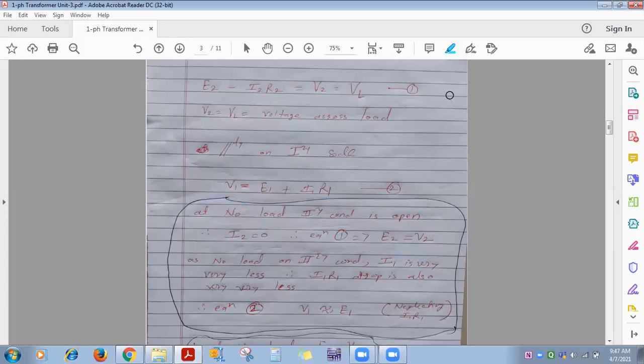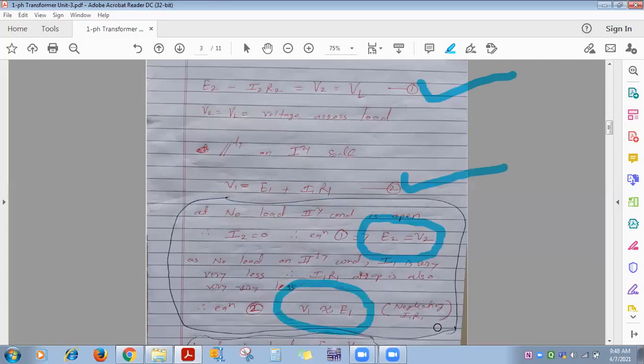What is the conclusion? When the transformer is loaded, you have to use these primary and secondary equations. And when the transformer is on no load, that is, the secondary is open, you have to use this equation on the secondary side and you can use this equation on the primary side. That's it. Any difficulty with this?